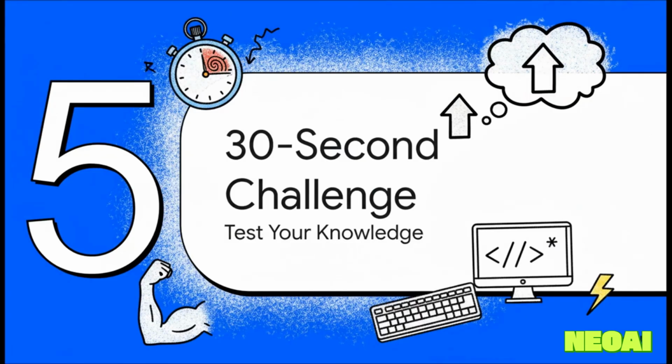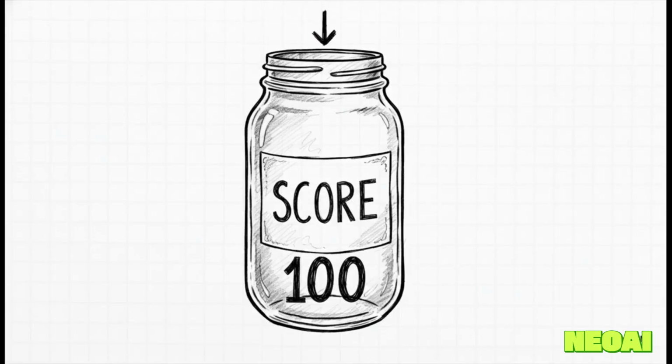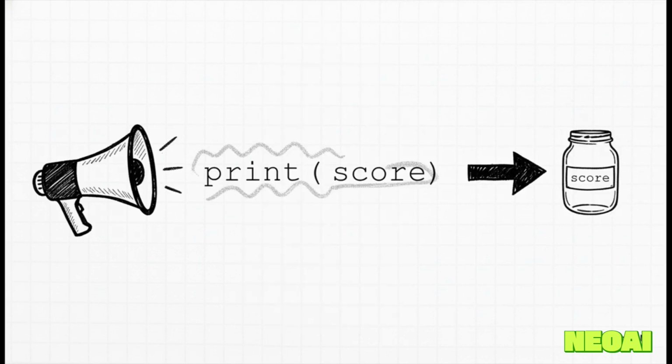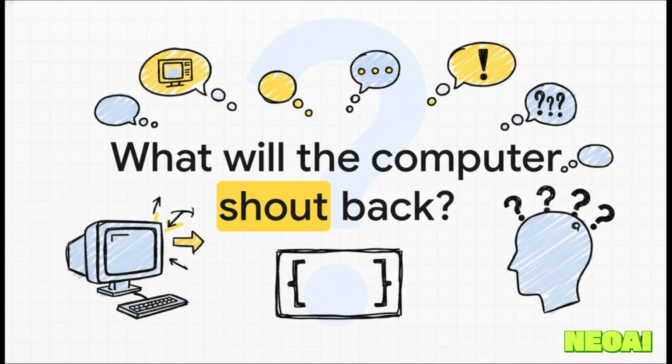All right, enough talk. You've got the theory, so let's put it to the test right now with a super quick challenge. Okay, here's the setup. We have one line of code. We've made a variable, a jar, named score, and inside it, we've put the number 100. And now, here's the command we're going to run. Take a good look at it, print(score). Notice carefully what's there and what isn't. So, thinking back to that golden rule we just covered, what is the computer going to display on the screen? Take a second, think it through.